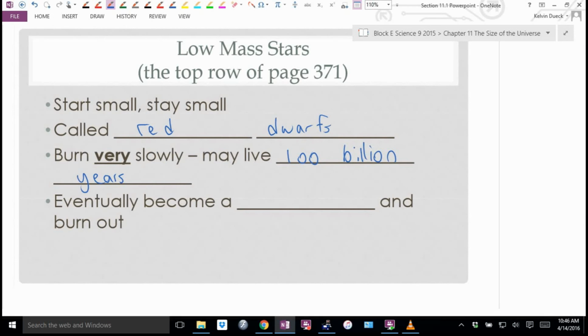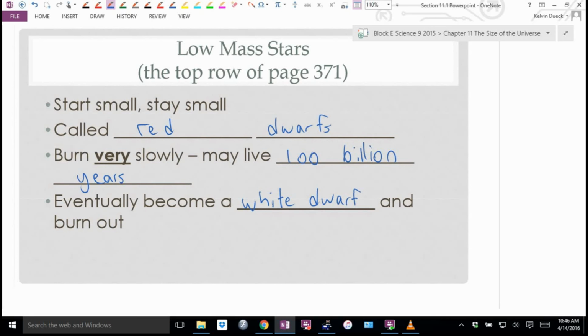Longer than the age of the universe thus far. Eventually, they become a white dwarf. Then they burn out. These are low-mass stars.